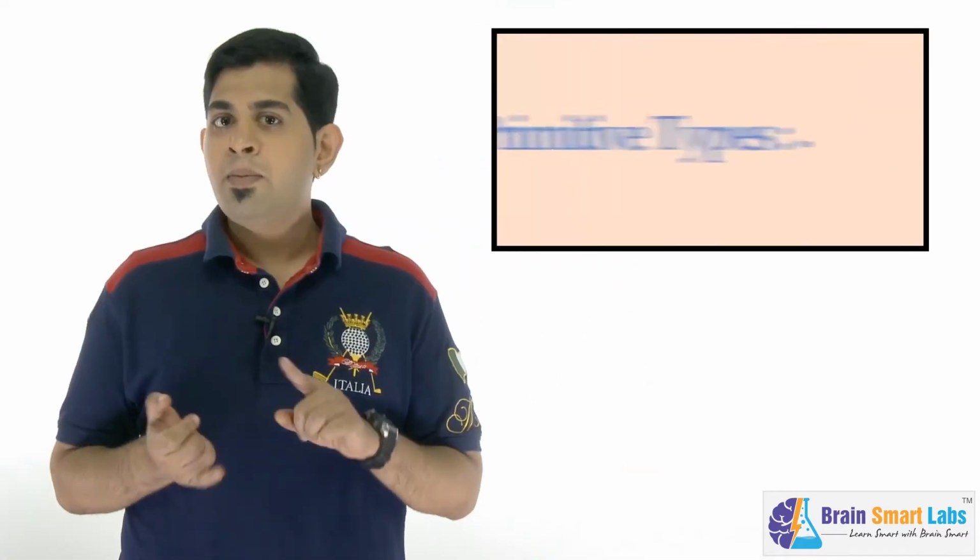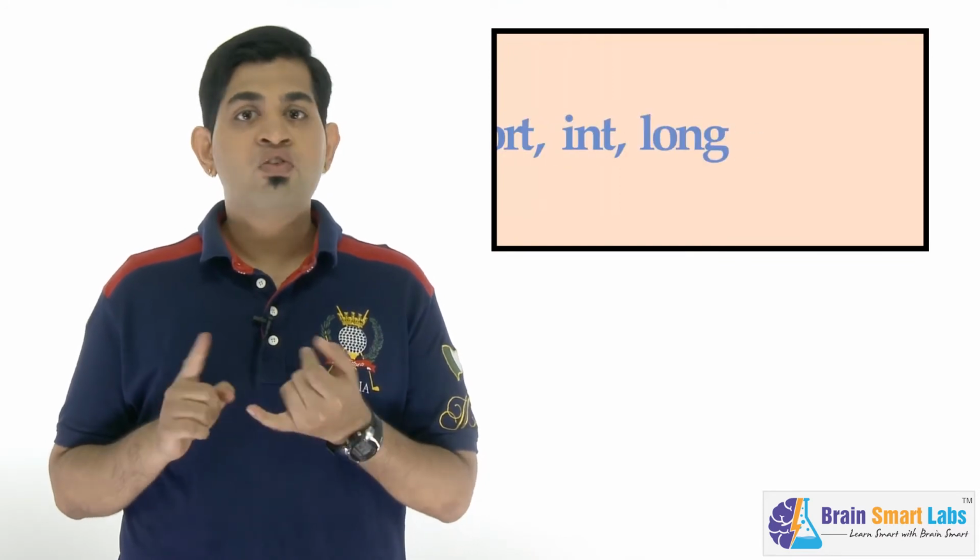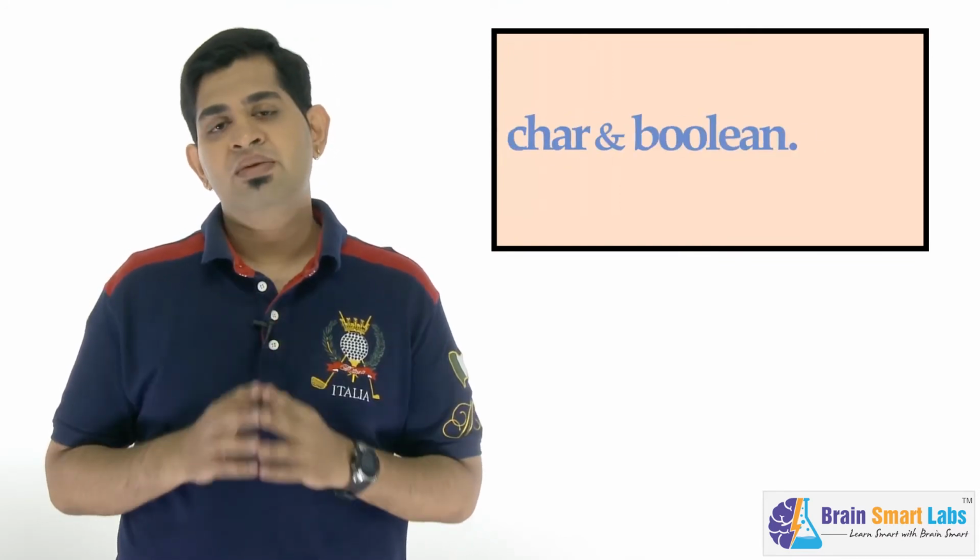The above tree diagram contains a detailed classification of primitive data types. In your interview, they might ask, name the 8 primitive data types in Java, for which your answer should be byte, short, int, long, float, double, char and boolean.